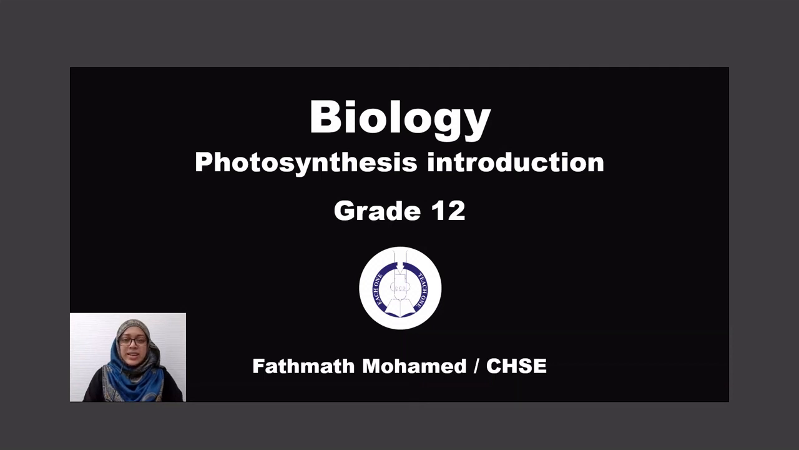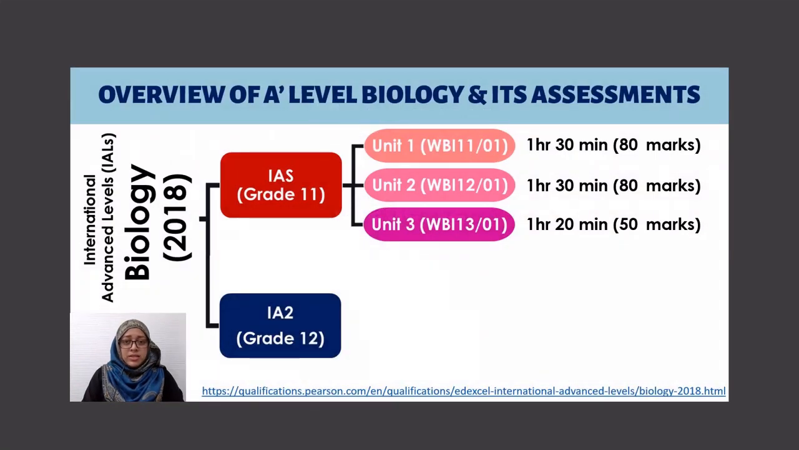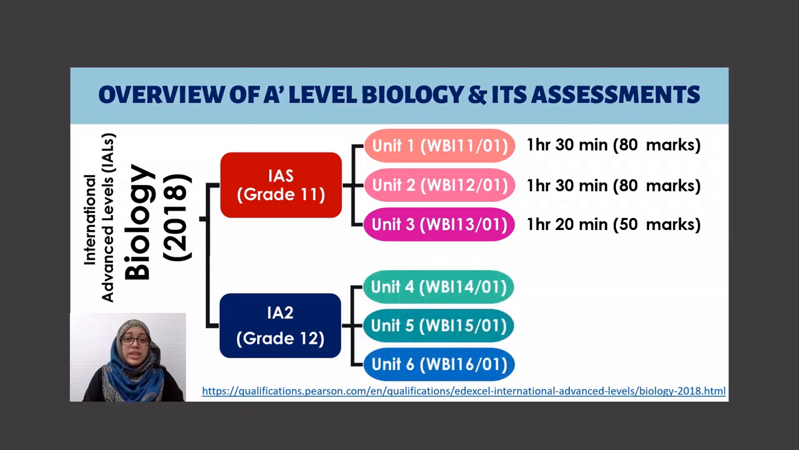So let's get started. As you know, there are a total of 6 papers that you sit for in your A-level biology. 3 of them you can sit at the end of your grade 11, and there are 3 more that you sit at the end of grade 12. And at each of these levels, there are 2 theory-based papers and 1 practical-based paper. In your AS, Units 1 and 2 were the theory-based papers, and Unit 3 was the practical-based paper. Similarly, in grade 12, Units 4 and 5 are going to be your theory-based papers, and Unit 6 is going to be the practical-based paper.